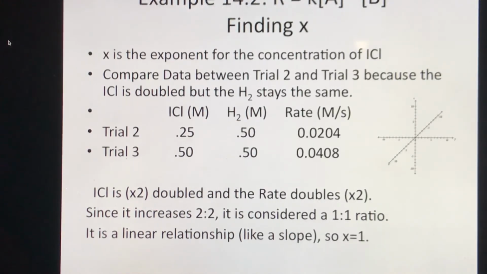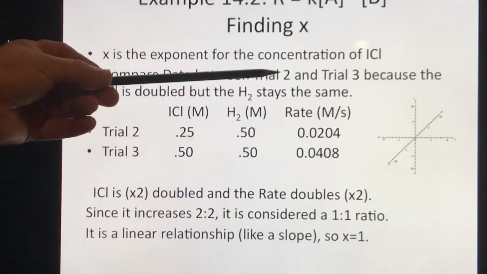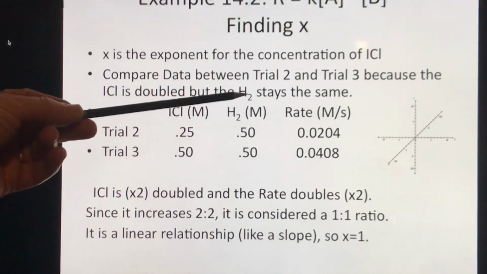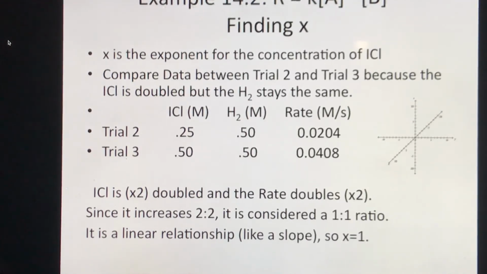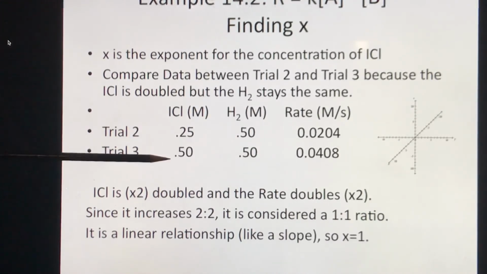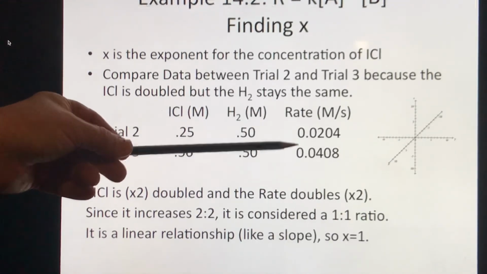All right, now we're going to look at finding x. X, as you remember, is the exponent of the A, and in this case our A is the ICl. So x is the exponent for the concentration of ICl. And in this case we're comparing the data between trial 2 and 3 because the ICl is doubled, but in this case the H2 stays the same. So again, H2 is constant, ICl is doubled, and then we look at the rate change.